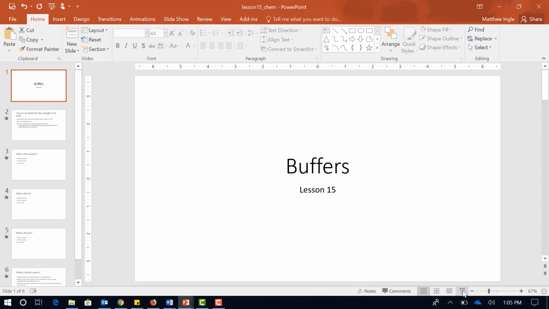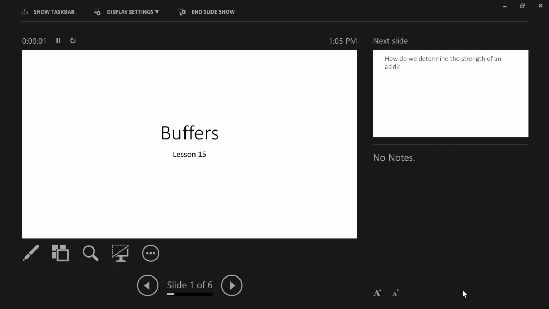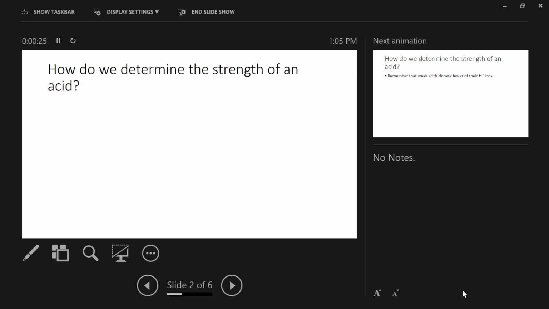Okay, so this lesson is our lesson 15. It corresponds to chapters 22 and 23 in the textbook. And I titled it Buffers, even though really it's only chapter 23 that's about buffer systems, because chapter 22 is all about weak acids. But in order to understand buffers, you have to understand weak acids. Okay? All right, so first question we're going to deal with.